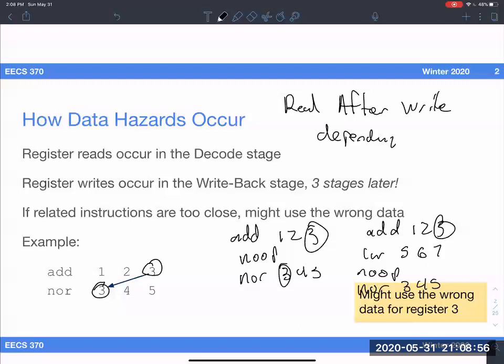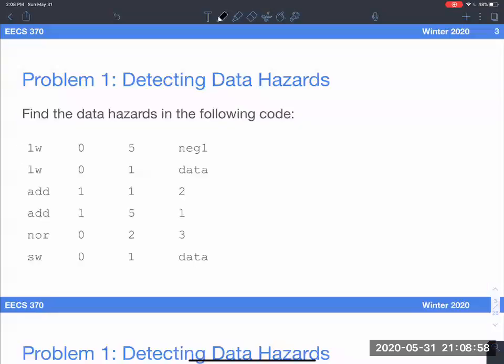So problem 1, detecting data hazards. Let's find the data hazards in the following code. As you can see here, we have a load word which writes into register 1. And immediately after, in add 1 1 2, we read register 1. So there's a dependency, and that's going to be a problem because it's 0 instructions away. It's the instruction immediately following the lw.